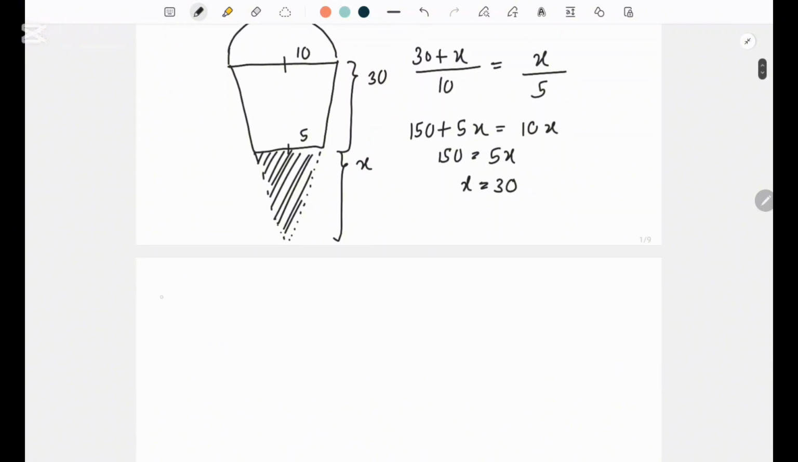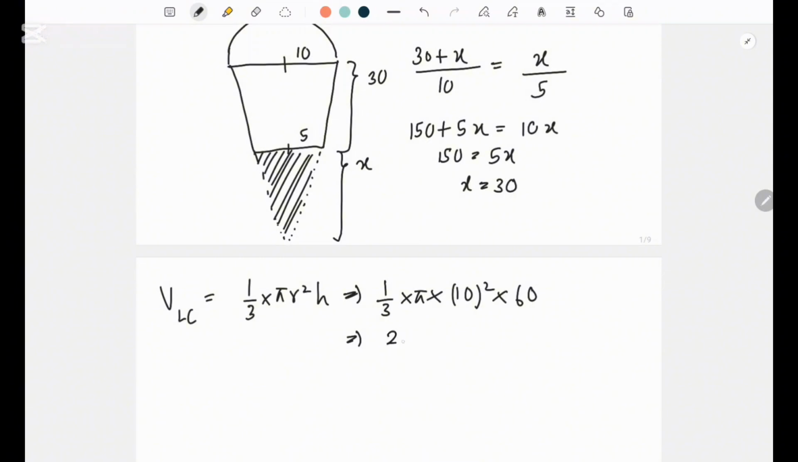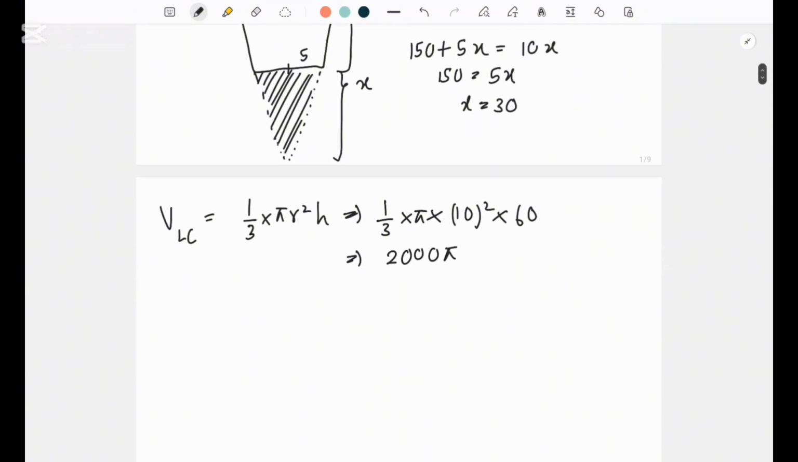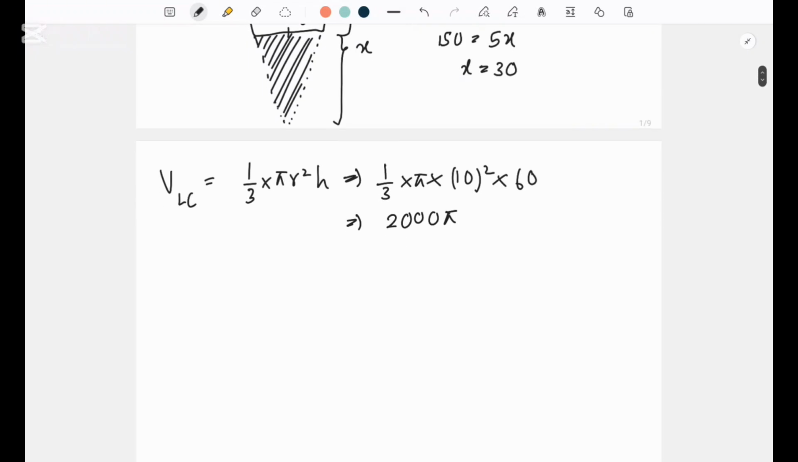Now let's find the volume of the large cone. I'll write LC for large cone. It's 1 over 3 pi r squared h, so 1 over 3 into pi into the radius of the large cone, which is 10 squared, into 60. This gives you 2000 pi, right? That's the volume of the larger cone. And we could also find the mass of the large cone.